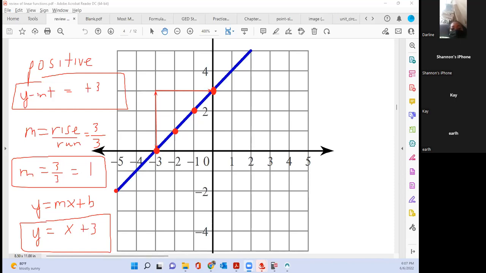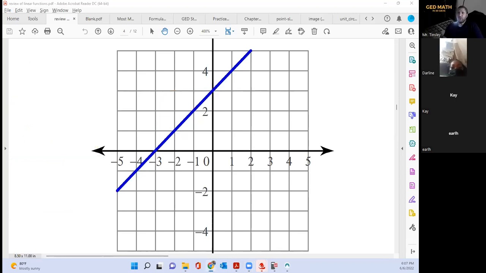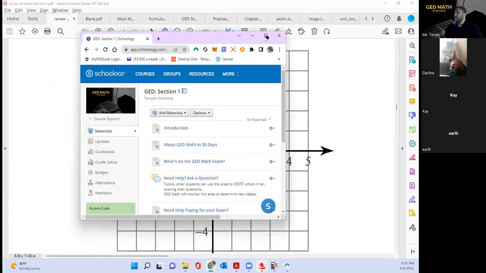Okay. So what I would probably say is what you can do is, once you had that information, go to Schoology. So let me show you. Let's look at that right now. So I can show you some of the practice that you can do. Let me go to my Schoology site, and I'm going to show you how you would use it to practice.